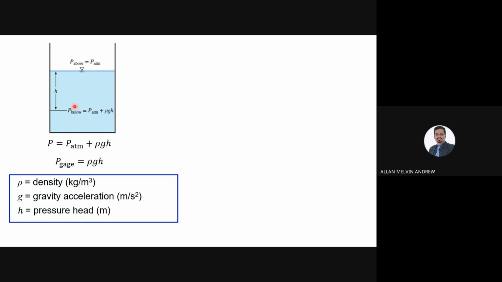So density. If the fluid is water, then you take the density of water. If oil, you take the density of oil. Gravity is the same, 9.81, and h is the depth. Normally this will be given. Then you can calculate the pressure at the point below.